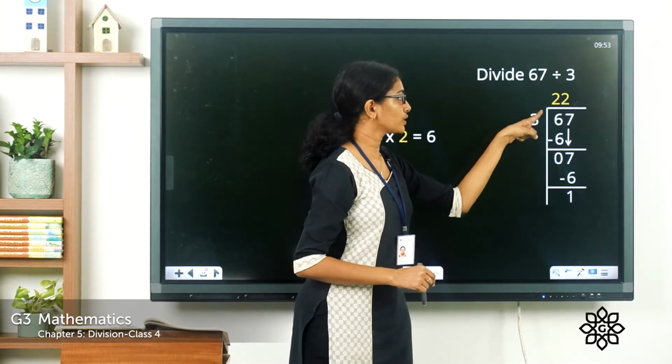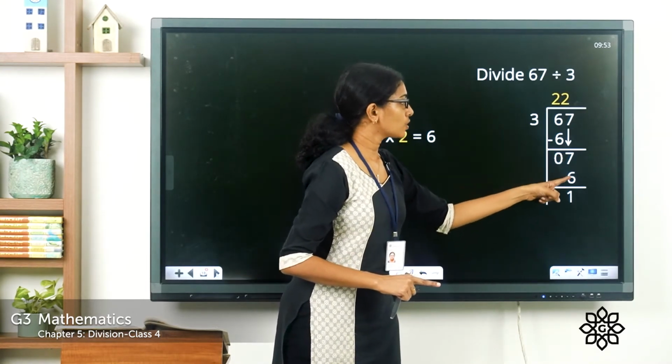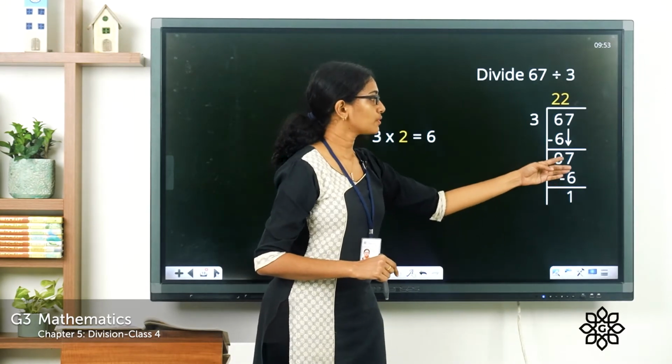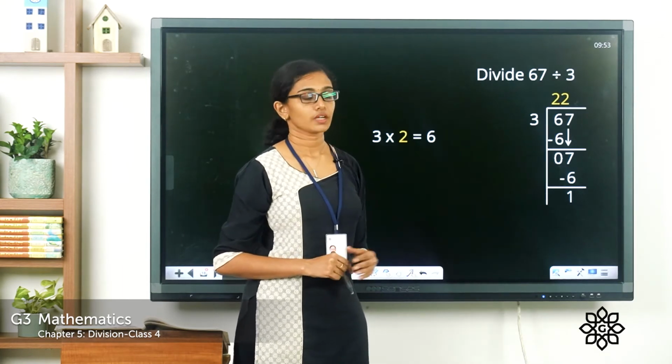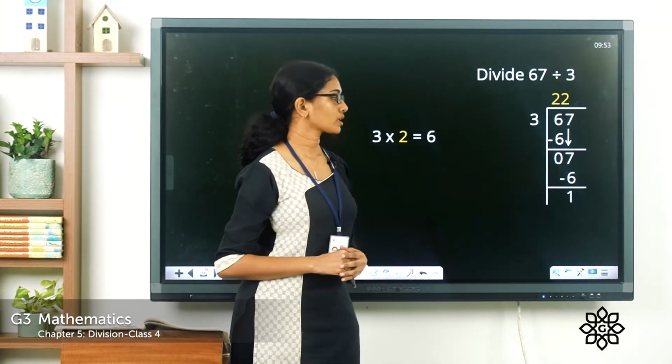So that is 2 into 3, which is equal to 6, and we write that just below the 7 that we had brought down. And then we subtract these two numbers. We do 7 minus 6. And what do we get? 7 minus 6 is equal to 1.